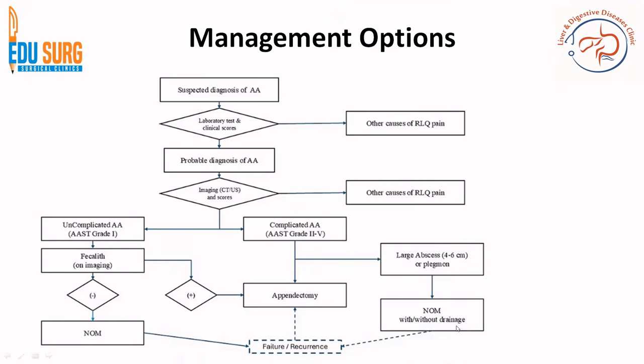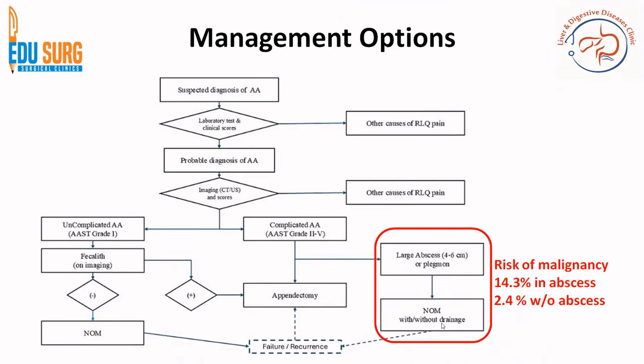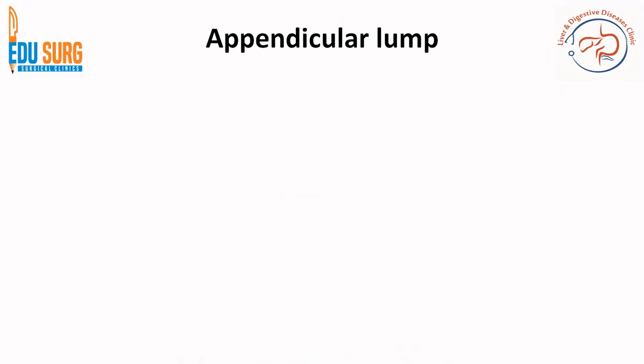Now remember that when you are managing these patients conservatively, there is a risk of malignancy, which is 2.4% if there is no abscess and nearly 14.3% if there is an abscess, especially in patients who are more than 40 to 50 years of age. So when we are doing non-operative management in this age group or in pregnant patients, remember the risk of malignancy, and these patients need workup even if they settle on non-operative management.